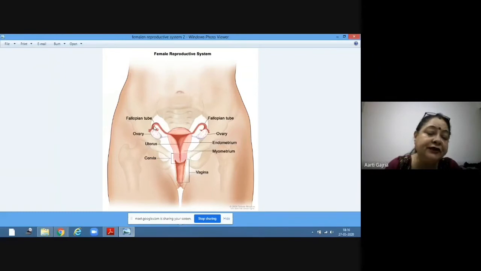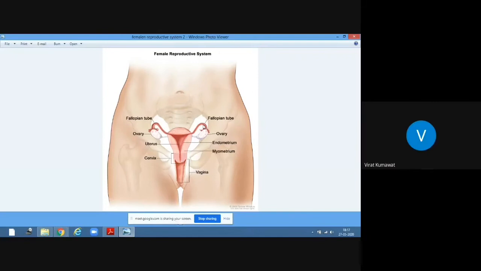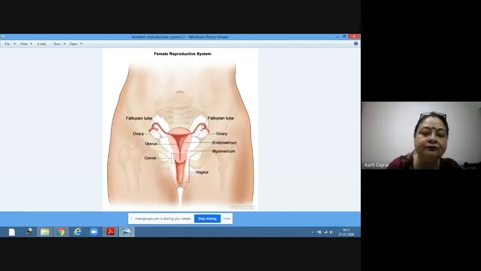After fimbriae is the infundibulum. And this portion is the ampulla. And this is the isthmus. So these are the three portions of the fallopian tube; in this diagram it is not mentioned. I will show you another diagram where the three parts are also mentioned. So these are the three parts: fimbriae, infundibulum, ampulla, and isthmus. And then this is the uterus.